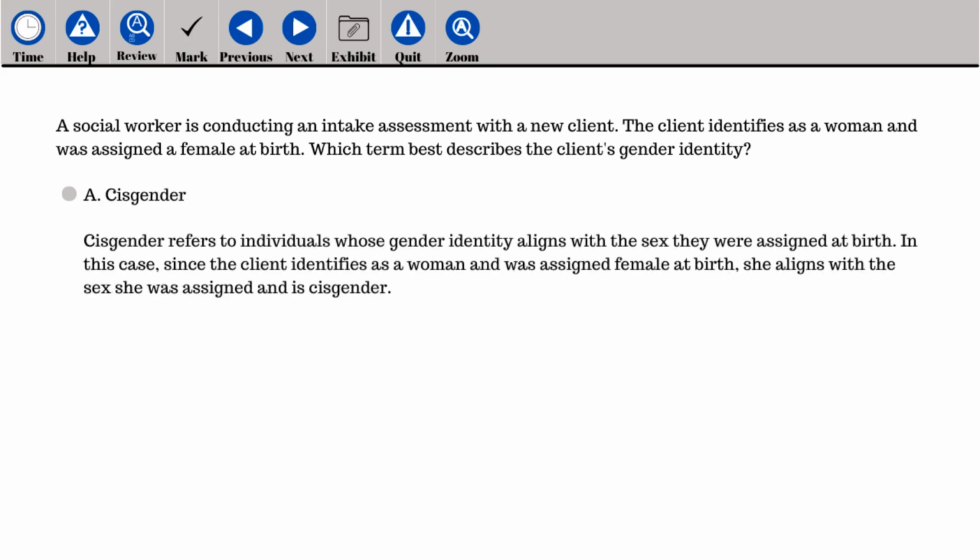A. Cisgender. Cisgender refers to individuals whose gender identity aligns with the sex they were assigned at birth. In this case, since the client identifies as a woman and was assigned female at birth, she aligns with the sex she was assigned and is cisgender.